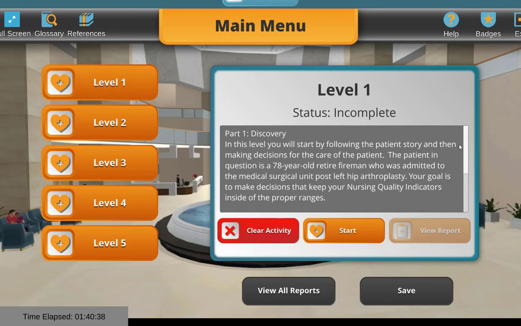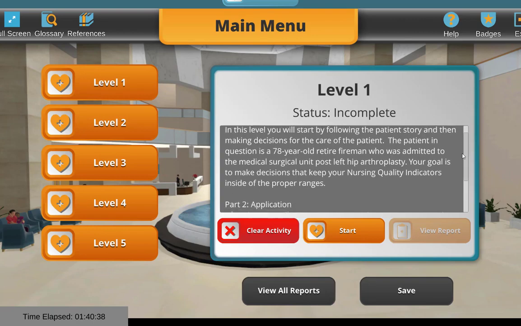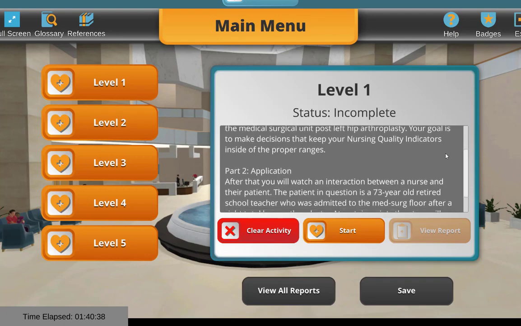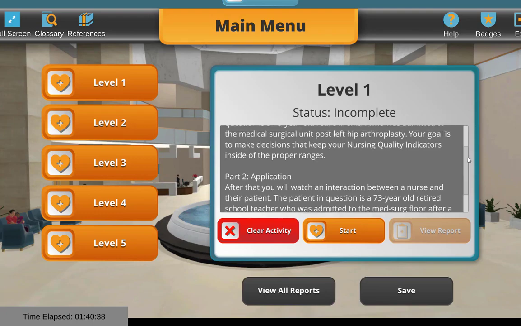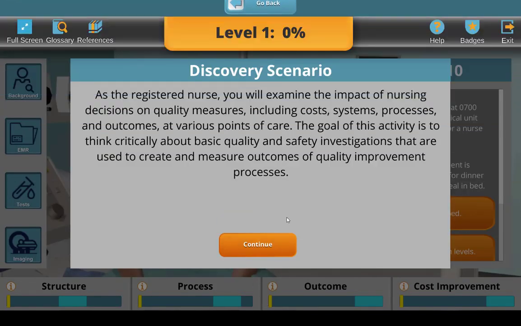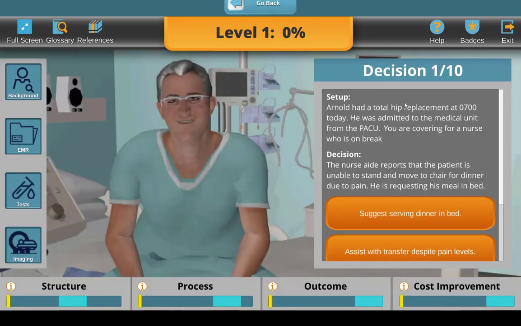So let's get started with the discovery phase. You can see that we have a 78-year-old retired fireman who was admitted to the med-surg unit for hip replacement, and we are going to walk through the various items that he encounters while he is there in the hospital. Again, here's another tutorial to get us on track for this discovery phase. So you are the RN, and again, we're going to be thinking very critically. We're going to break down all of these decisions into these 4 areas: the structure, the process, the outcome, and the cost. So here we have Arnold, and we are faced with decision number 1.